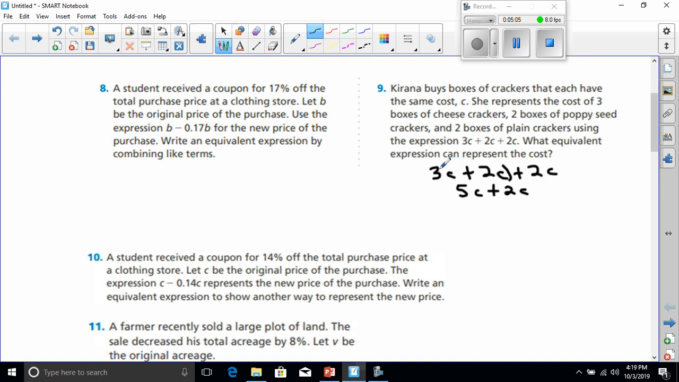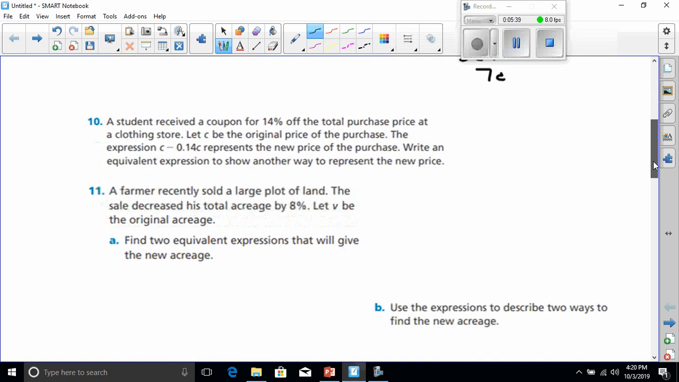See, I grouped these two together and added them, because they had the same variable to the same power, C. So they were like terms, and that's why I could get 5C. But I also have 2C with this 5C, again with the same variable. So I can add these two as well to equal 7C. So the term 7C would be equivalent.